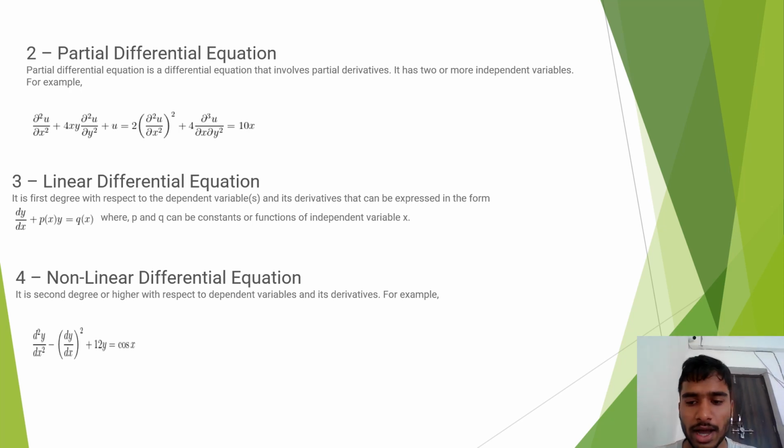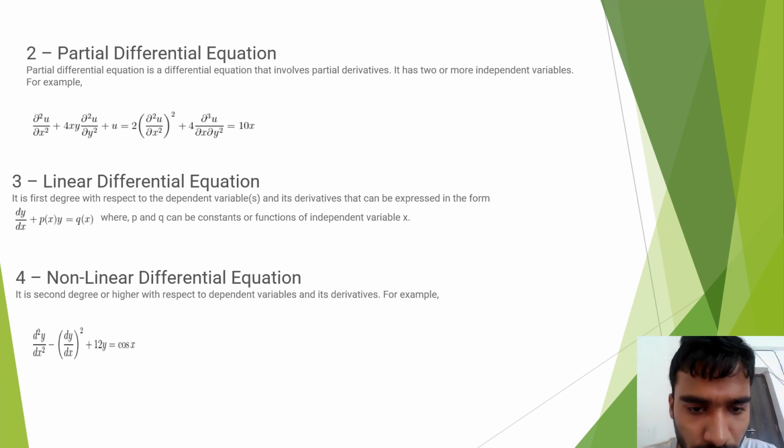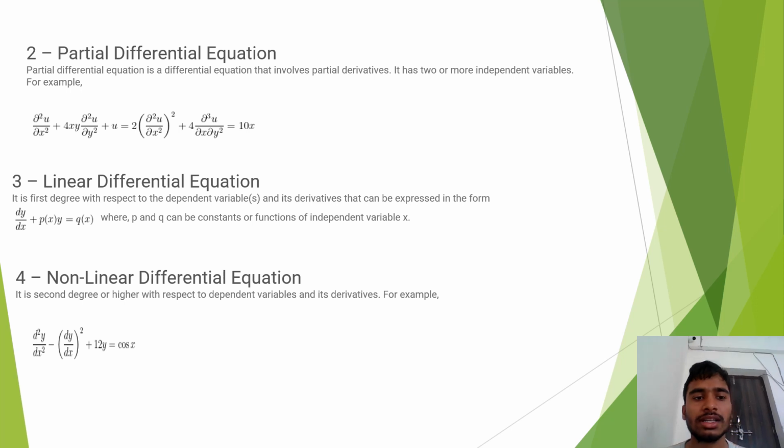So the third one that we are going to discuss is the linear differential equation. It is first degree with respect to the dependent variable and its derivatives, and can be expressed in the form dy/dx + P(x)y = Q(x), where P and Q can be constants or functions of the independent variable x. A linear differential equation has only degree 1. This kind of equation has a derivative of only one degree. That's why it is called a linear differential equation.